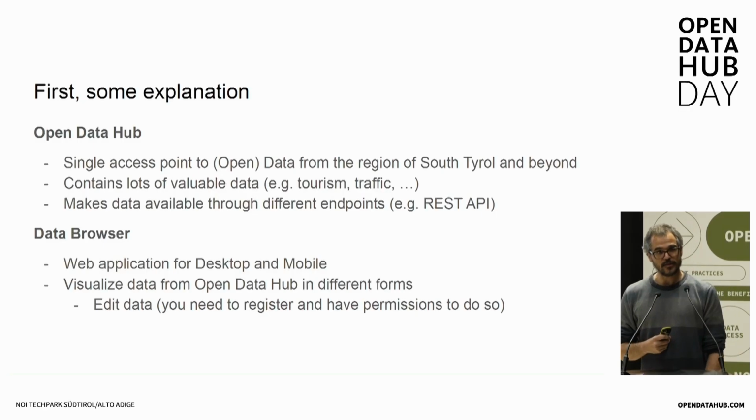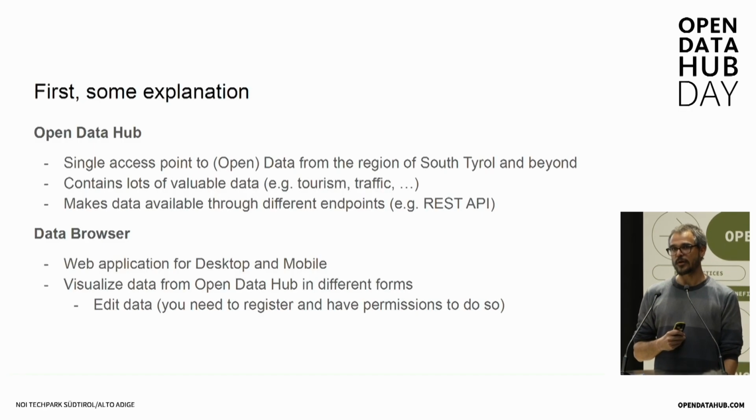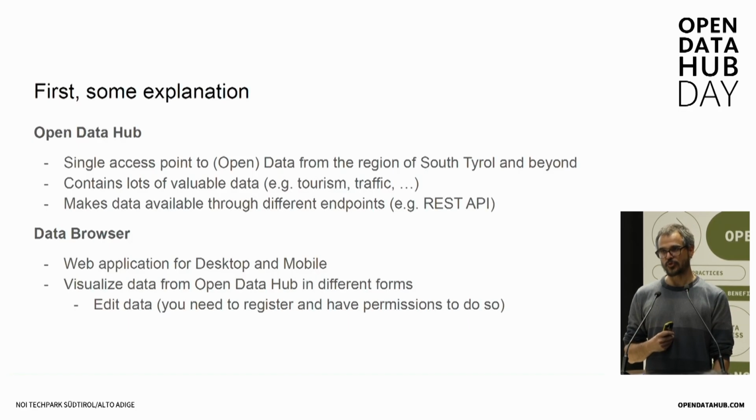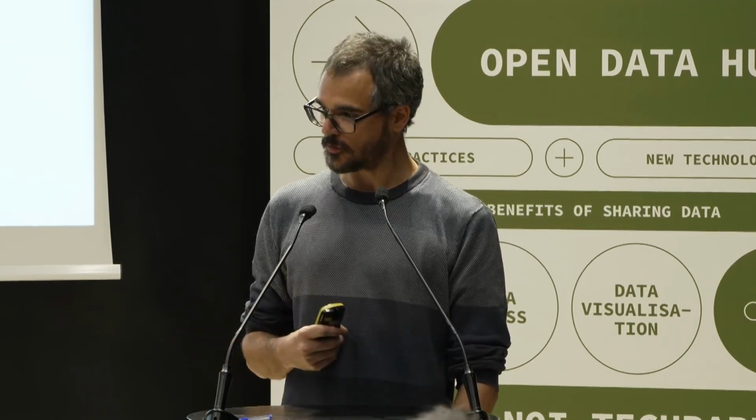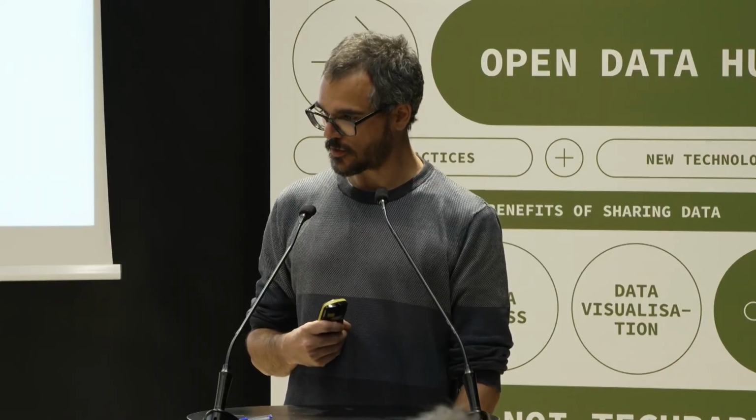The Open Data Hub makes the data available through different endpoints. One of them is a REST API, or several REST APIs that it provides. And that's really nice because usually REST APIs are easy to handle and to integrate in your products or in your ideas. So nice to have and nice to use.